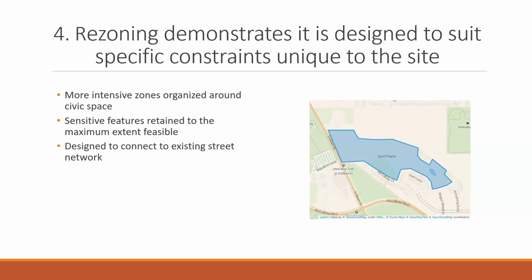The proposed project has been designed to address the specific conditions of the project site. As previously discussed, the more intensive form-based zones have been organized around existing and proposed civic space, and areas of the project site with sensitive features have been organized to retain the sensitive features to the maximum extent possible. The area of the project site with an existing prairie remnant will be dedicated to the city for an extension of Sand Prairie Park, which contains an abundance of sensitive features. The portion of the property containing an archaeological buffer will be preserved through a conservation easement.